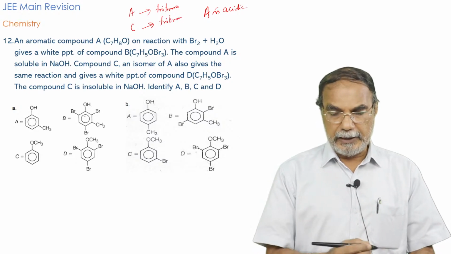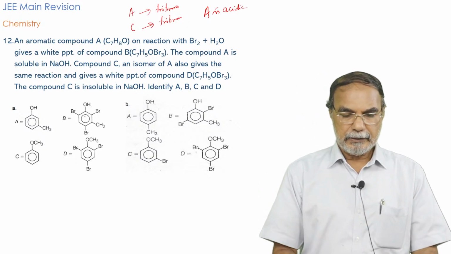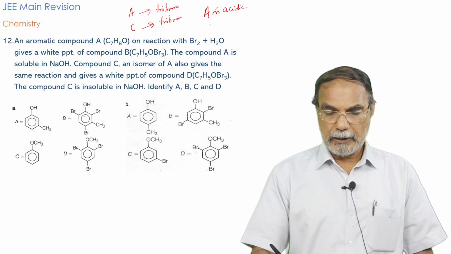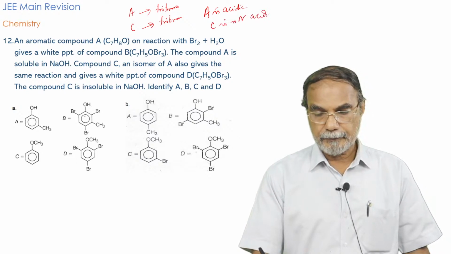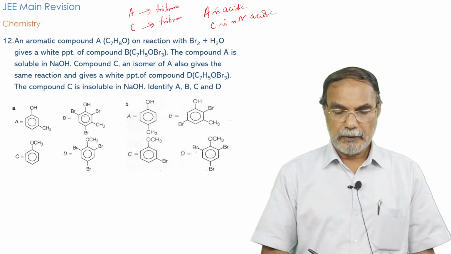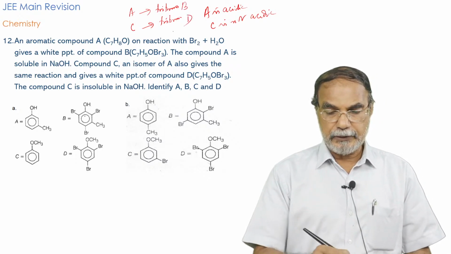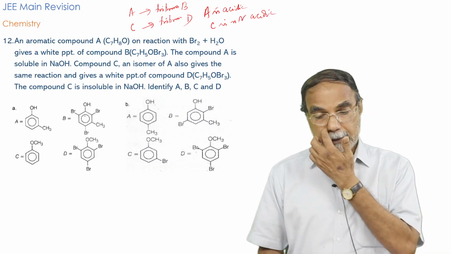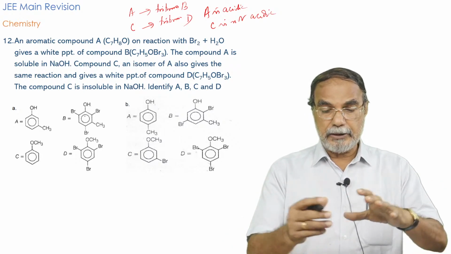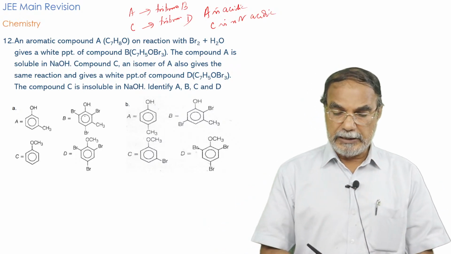A is acidic, it reacts with alkali, whereas the compound C is insoluble in alkali, that means C is not acidic. So A gives the derivative B and C gives the derivative D, tribromo derivatives. A is acidic and C is not acidic. These are the information given. And the molecular formula of A is given.